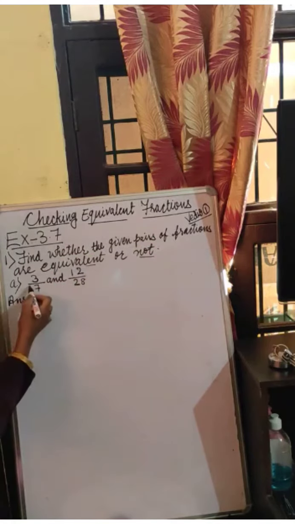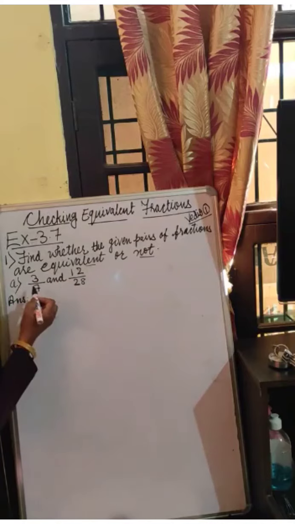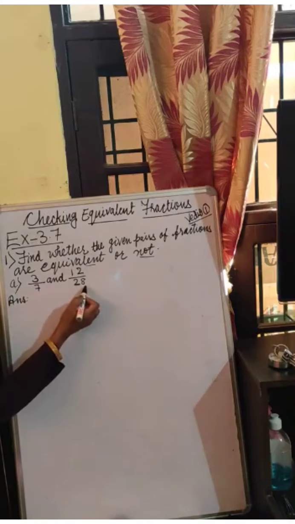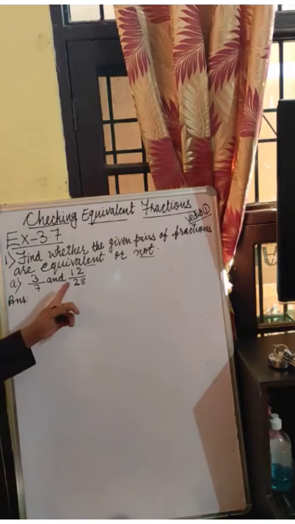So here in question A, 3 upon 7 and 12 upon 28. Two fractions are given, that means a pair of fractions is given. In this you have to say whether this fraction is equivalent to this fraction or not equivalent. By seeing the fractions you cannot say whether both are equivalent or not.